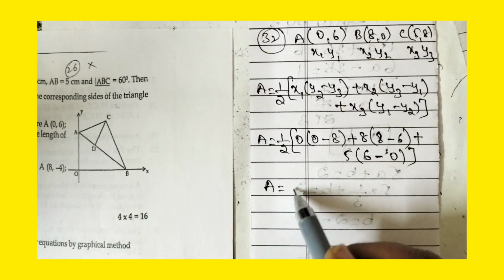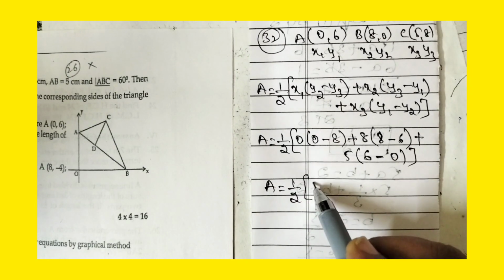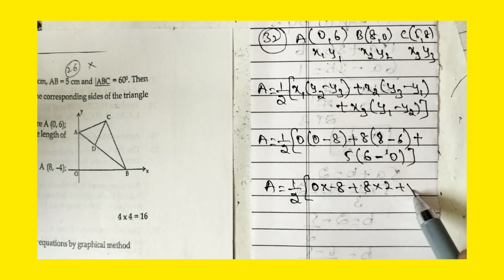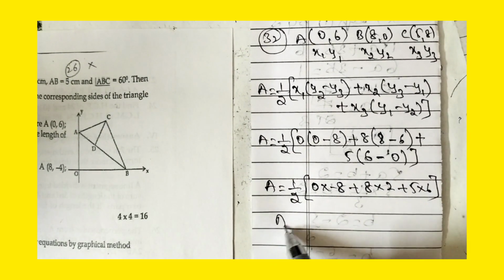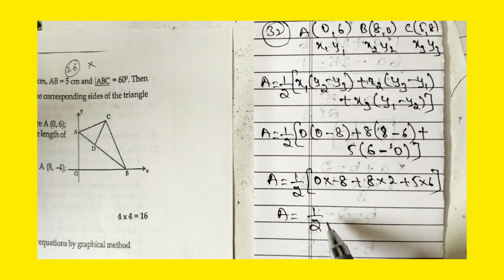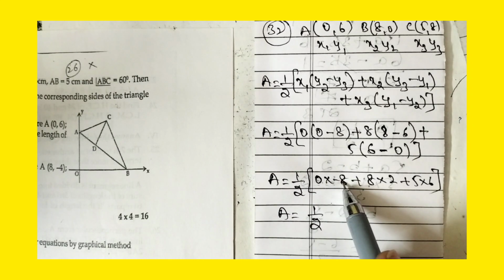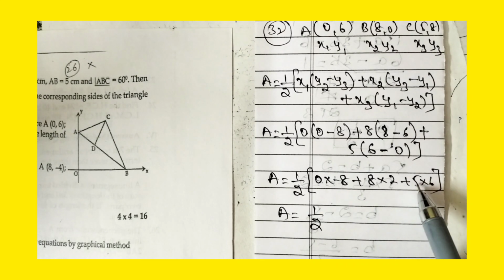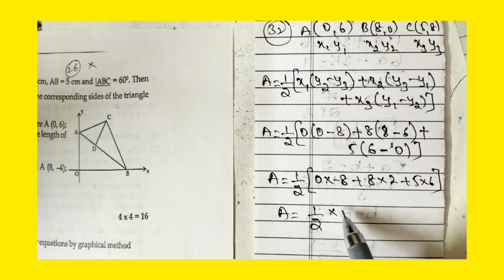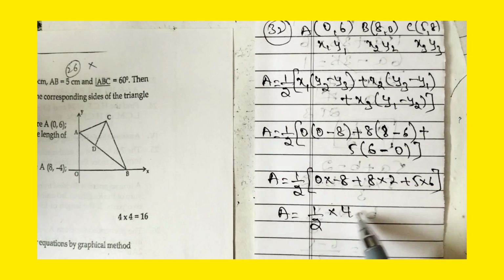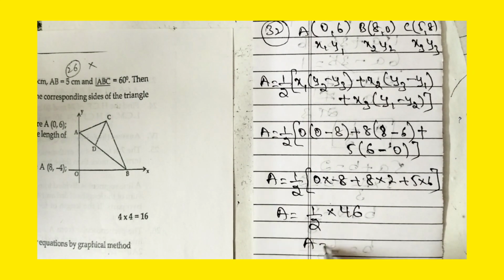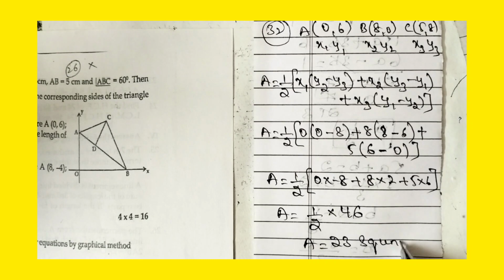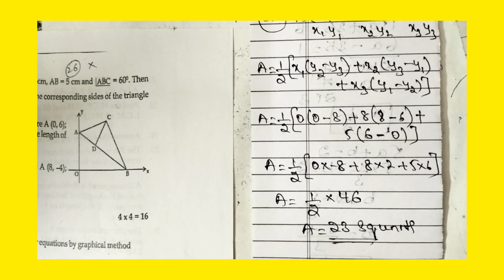So area of triangle ABC is equal to half into 0 into minus 8 plus 8 into 2 plus 5 into 6. So area is half into 0, 8 2s are 16, then 5 6s are 30. So it will become 30 plus 16, which is 46. So area is equal to half of 46, which is 23 square units. So 23 square units is the area of the triangle ABC.